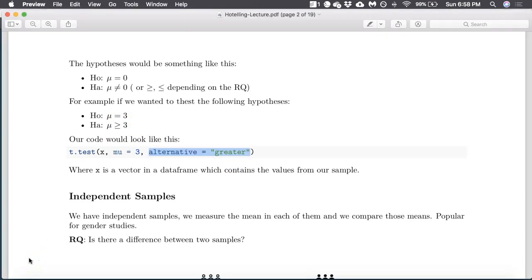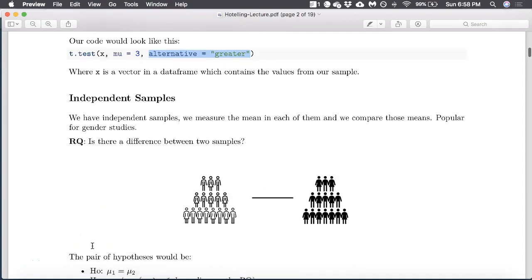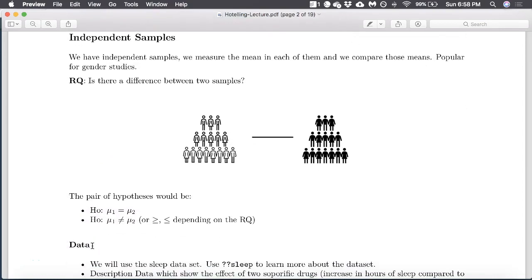So let's go into independent samples. I think the most popular design for independent samples is gender, where you would have females in one group, males in one group, and then you would compare their averages. The research question for this is basically, is there a difference between the two samples? And what we're really comparing is the mean.